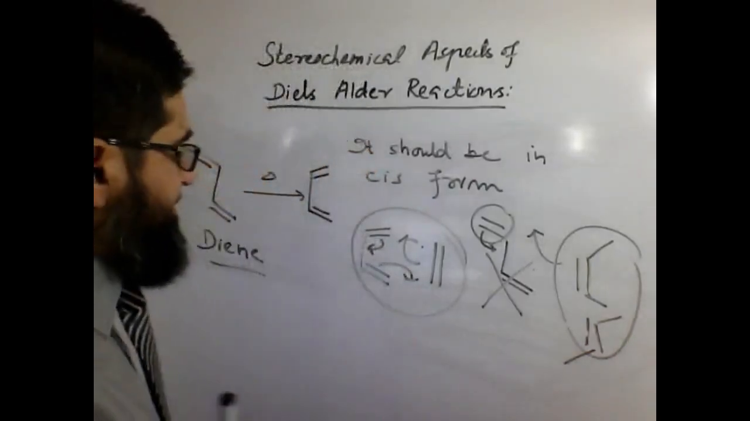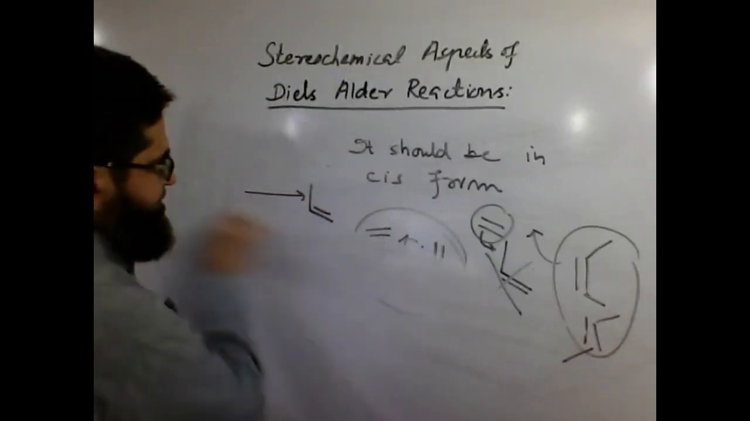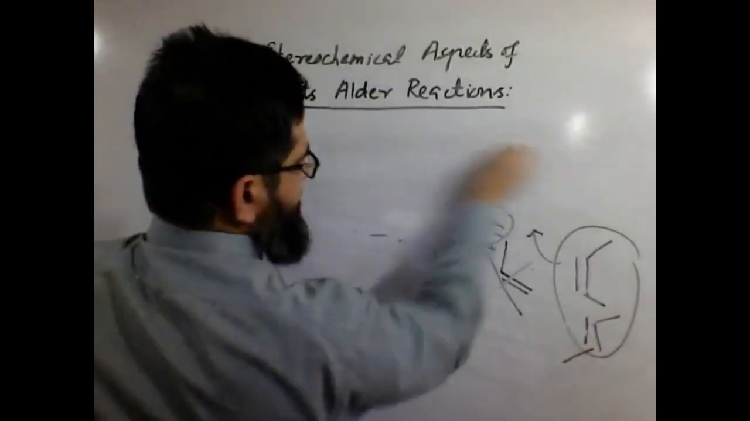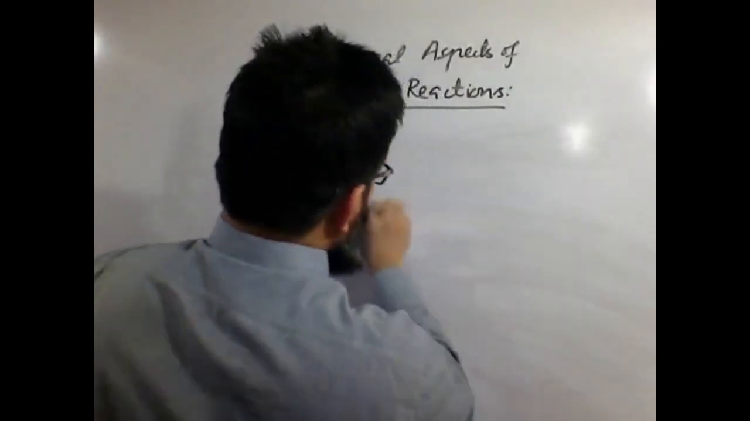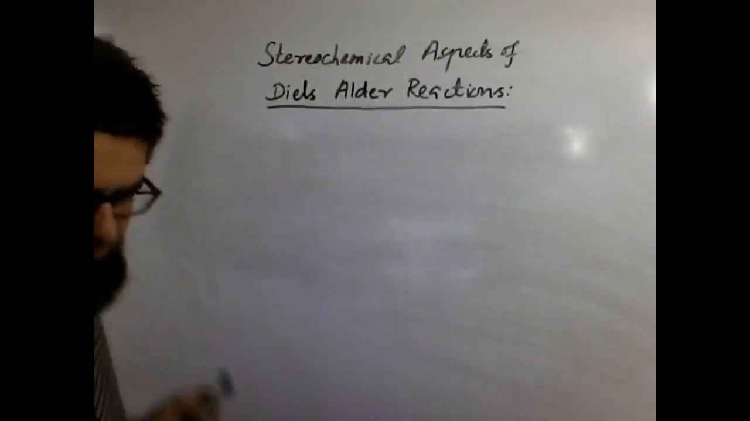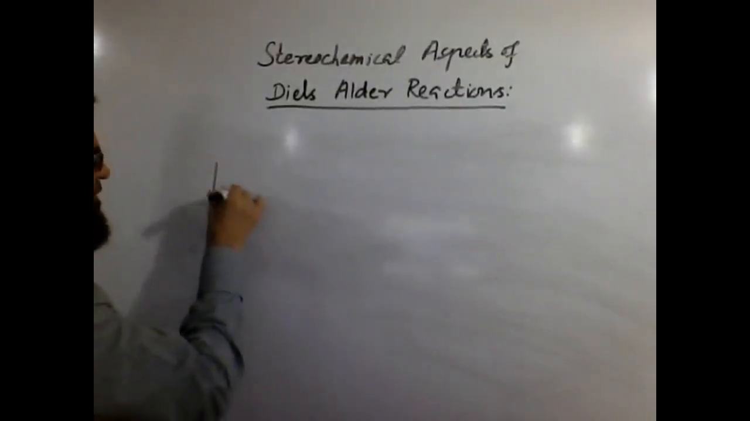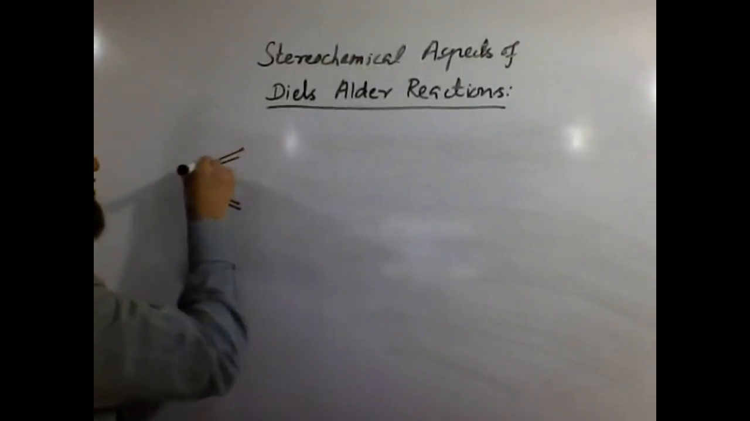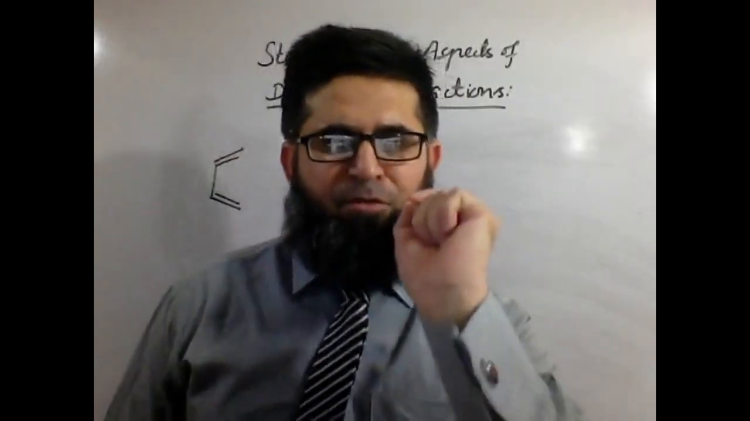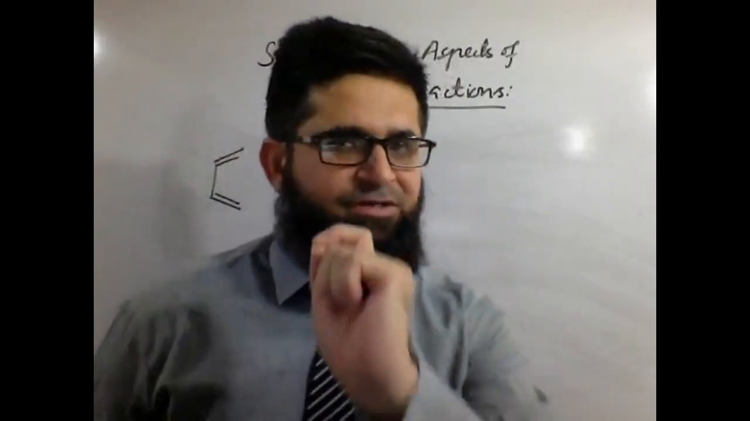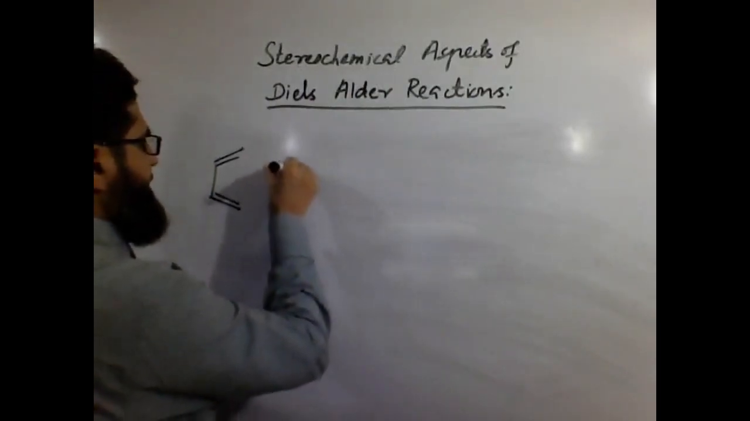Let me explain another thing to you guys. Let me start with the dienophile again. Let me keep the diene simple. No substituent at carbon 1, 2, 3, 4. Let me keep it simple so I can make it a bit easier for you guys to understand. I'm just dealing with the dienophile actually.